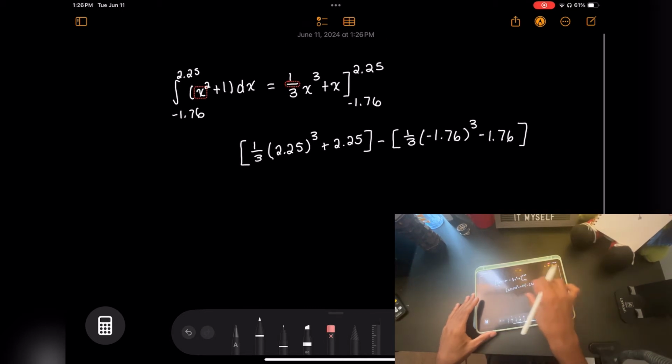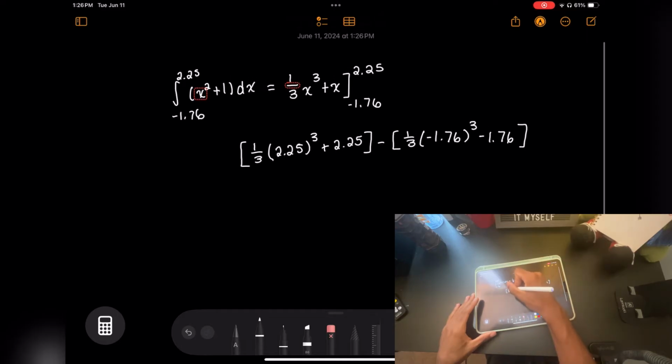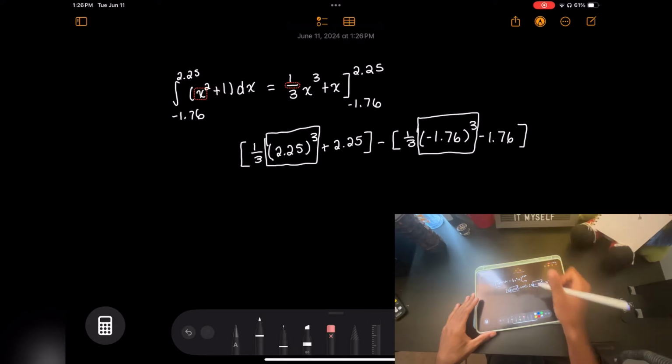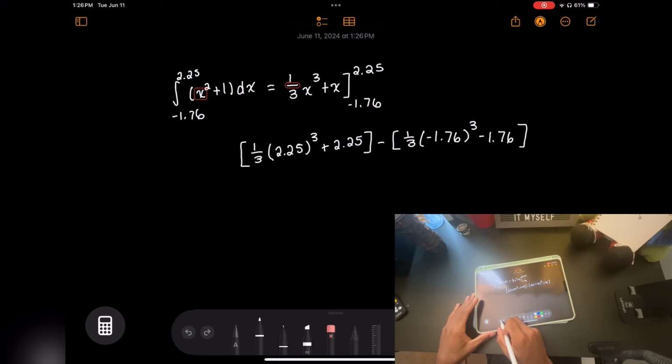All right, and that's the problem. I do not want to do this. These powers right here are scary. I don't want to do this in my head, or multiply everything out. So instead of that, we can just write equals here.